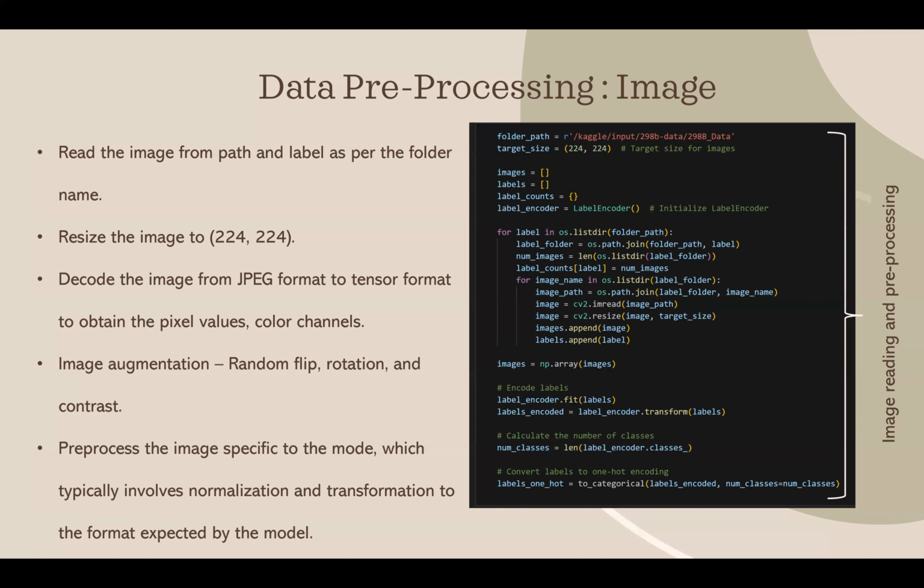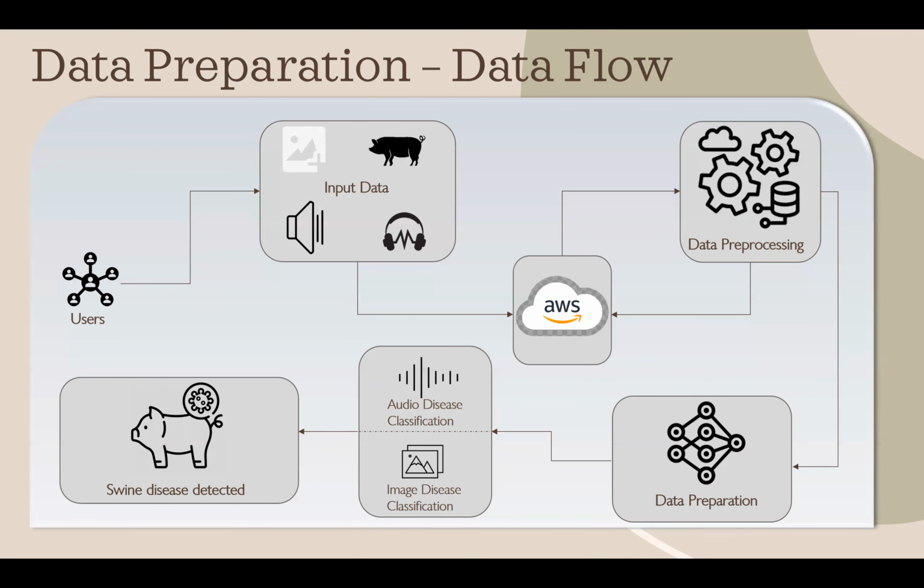Then we did image augmentation: random flip, rotation, and contrast, to increase the diversity of the data set. The pre-processing of the image data set also typically involves normalization and transforming the data into what the model is expecting. As you can see in the code, that's basically what the code is doing. It's reading the image and pre-processing the image, like cropping the image. The next step is data preparation, which will be talked about by Ramya.